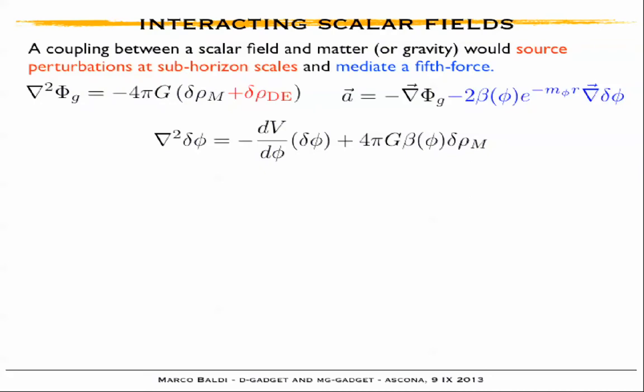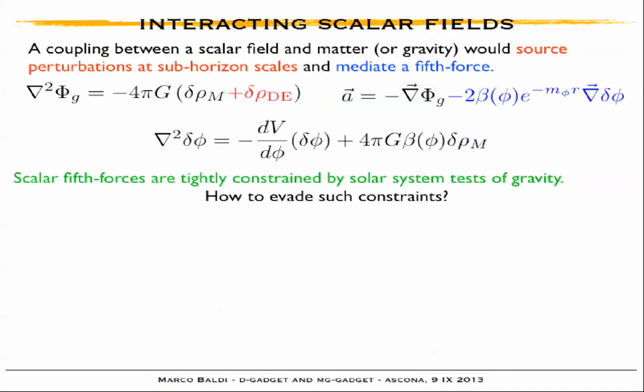obey a nonlinear Poisson equation, which is this one, which in general is nonlinear because this function is in general nonlinear itself, okay? So this is the main problem. You have to solve this equation along with your standard gravitational evolution.